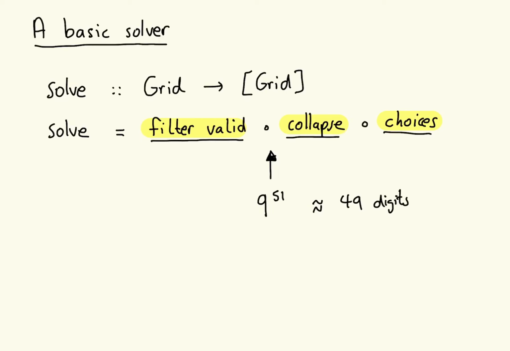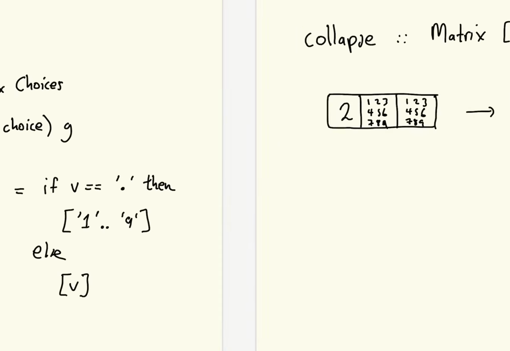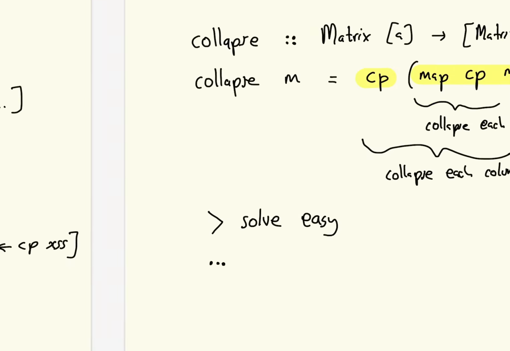Okay, so you can try that out for yourself. What is 9 to the 51? It's a 49-digit number, roughly. That's not going to terminate in anybody's lifetime. So in principle, this Sudoku solver works, but in practice, it doesn't. So we need to think a little bit more carefully. What we're going to do then is think about trying to prune the search space down. So we're going to think about pruning the search space.